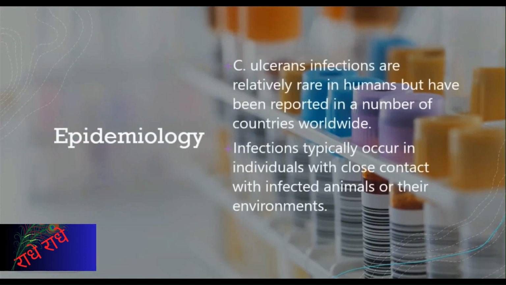Epidemiology plays an important role in understanding C. ulcerans infections. Infections of this kind are not common in humans. They occur mainly in those who have close contact with infected animals, or their habitat, like farms and wet environments. We should continue to be aware of the risk, and take preventive steps to ensure the safety of ourselves and others.